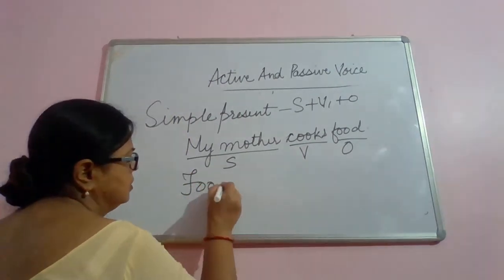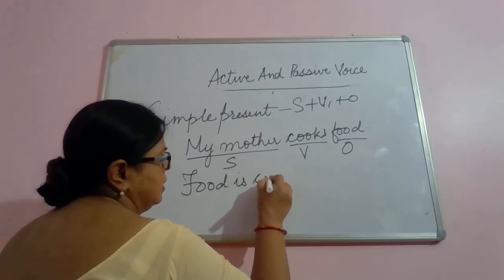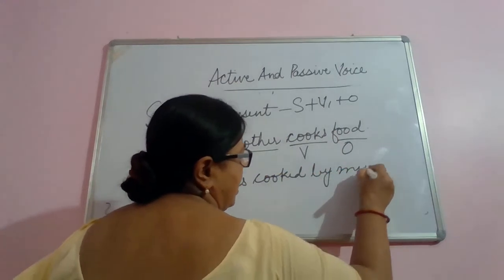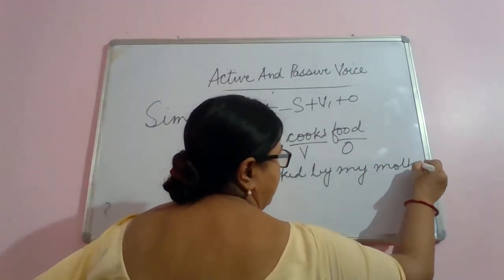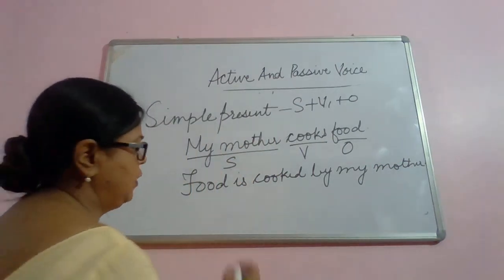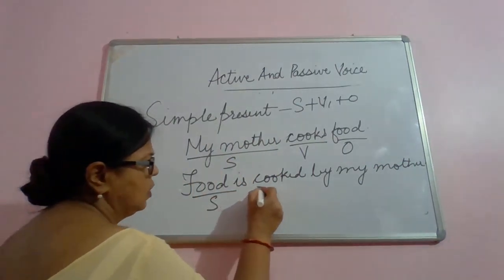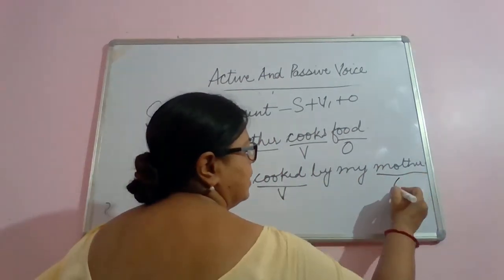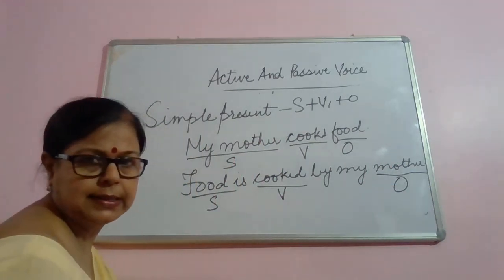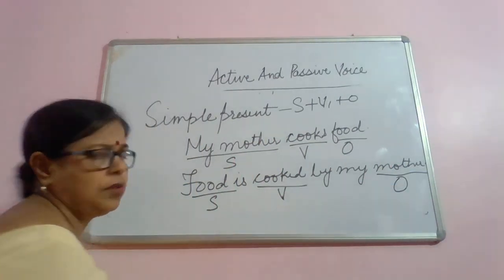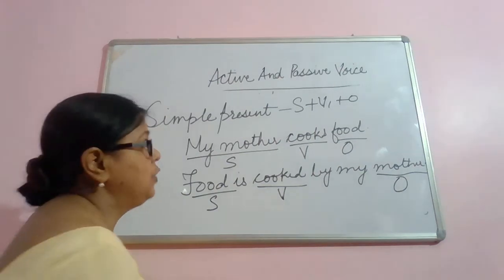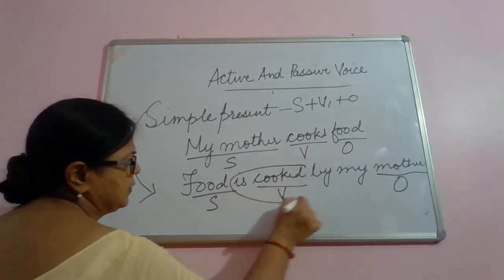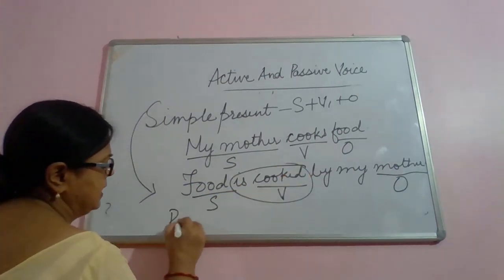How will we do it? Food is cooked by my mother. So what did we do? Food is the subject, cooked is the verb, and mother is the object of the sentence. Is it clear? So cooked remains in the third form. Now the next form of verb is called present continuous.